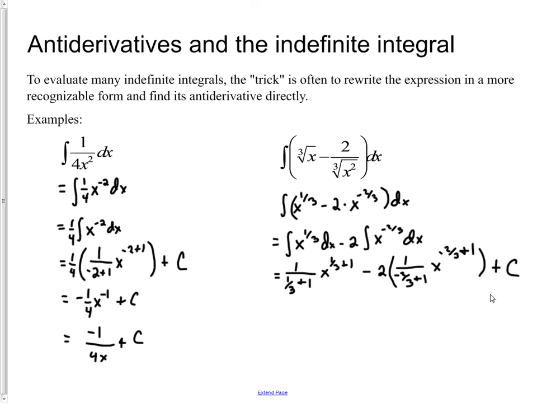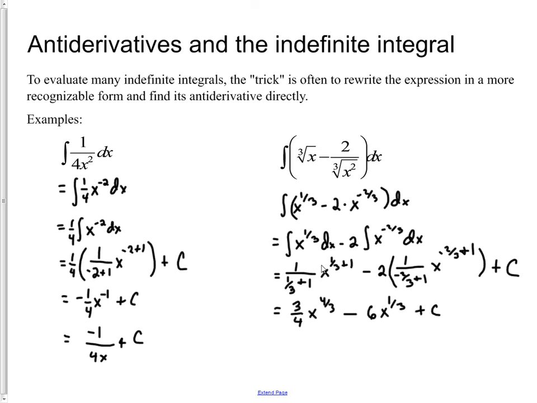Notice we're only adding one constant of integration. We could make a constant of integration for each term separately, but in the end they're all going to add up and create one single constant at the end. So all we really need to do is just simplify our expression. Well, 1/3 plus 1 is 4/3, and so when we take 1 over that, we're going to get 3/4, and it will be multiplied by x to the 4/3 power. When we take 1 over negative 2/3 plus 1, that's 1 over 1/3, which is 3, so we're going to end up with 6 times x to the positive 1/3 power plus a constant.